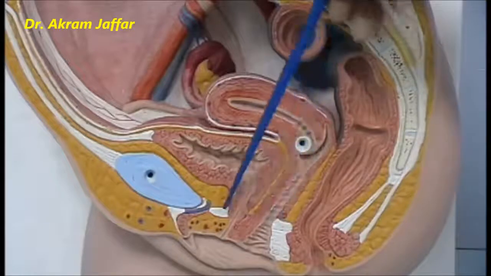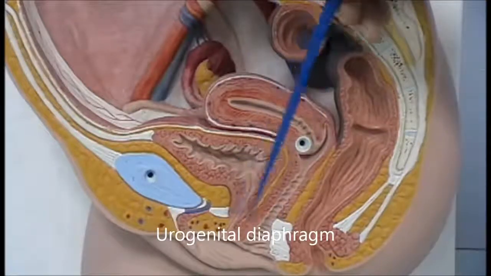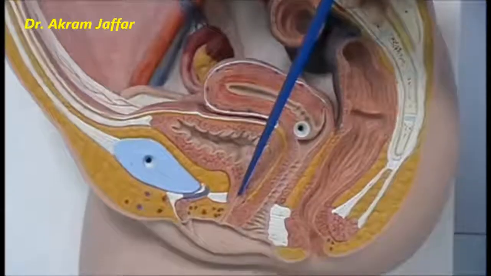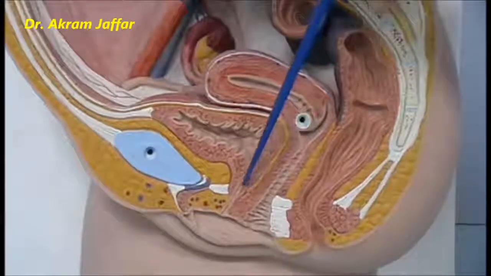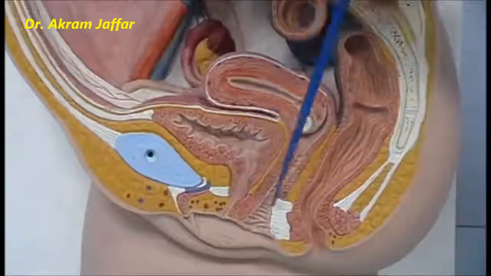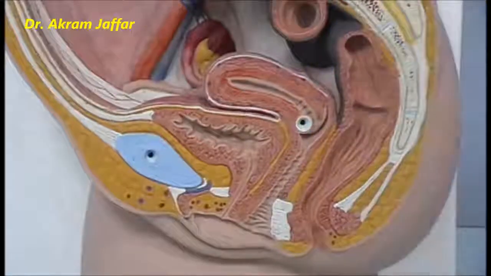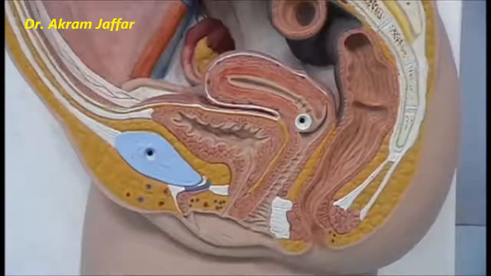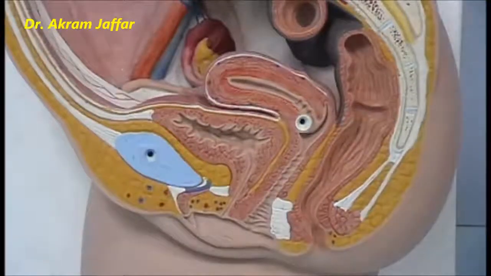This represents the urogenital diaphragm, these whitish structures here. You can see that the urogenital diaphragm is pierced by the urethra and the vagina. In the male, it is only pierced by the urethra, but in the female, it is pierced by the urethra and the vagina. The urogenital diaphragm is an entity that is different from the pelvic diaphragm. The pelvic diaphragm is formed by levator ani and coccygeus muscles, but this is the urogenital diaphragm.